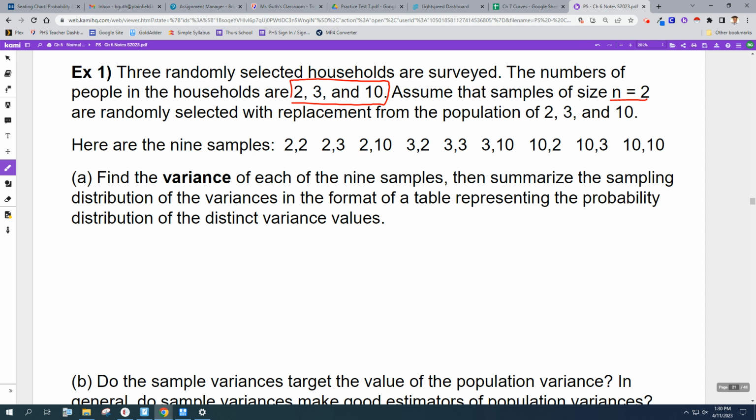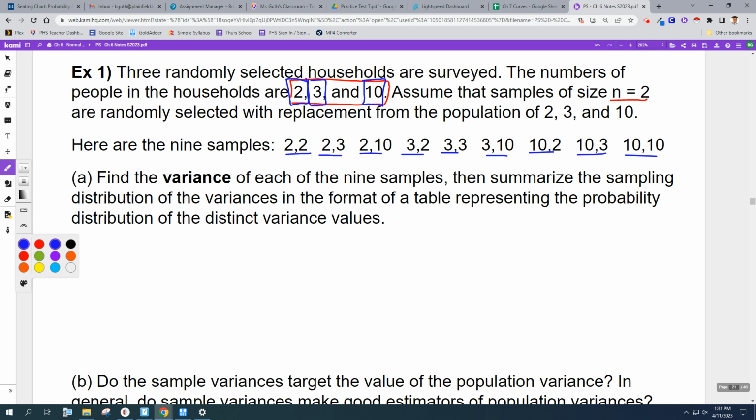So what they're saying is, imagine if you had slips of paper, and one slip of paper had a 2 on it, and one slip of paper had a 3 on it, and one slip of paper had a 10 on it. Put them in a jar, pick one out, put it back, pick one out. Okay, so you could have picked a 2 and a 2, or a 2 and a 3, a 2 and a 10, a 3 and a 2. You could have picked these things. Those are the different ways of pulling out those 2 slips of paper with replacement. Those are your 9 samples, and pretty much all of your homework problems are going to look like this.